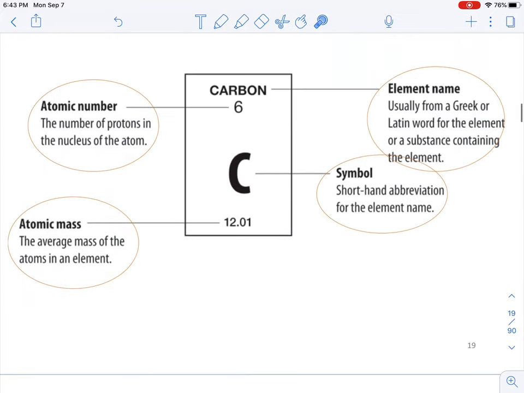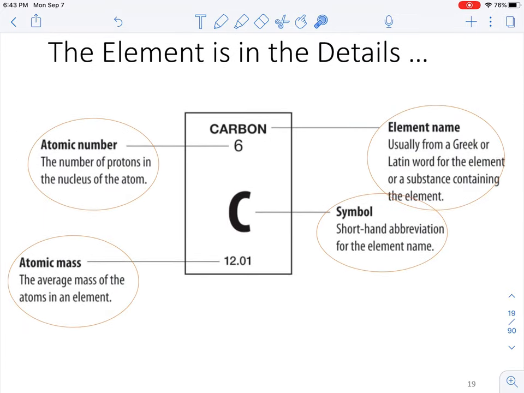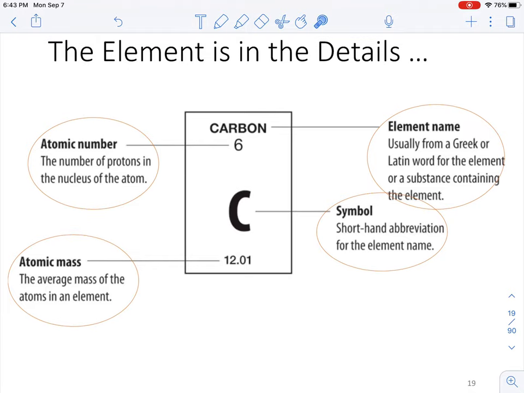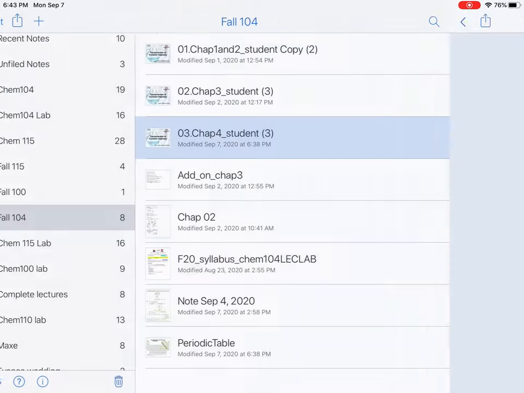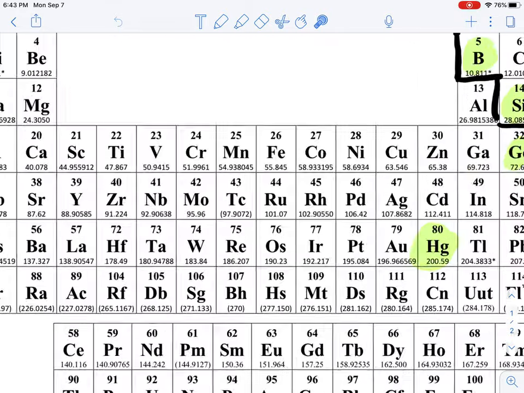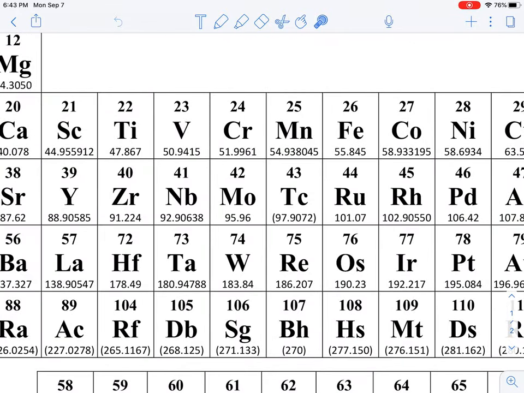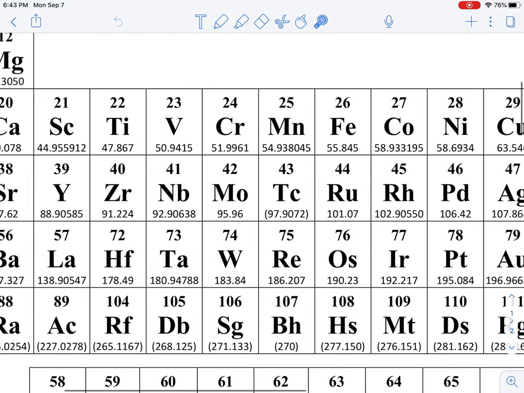All right. So let's take a look at what each square in the periodic table tells us, or what information it presents. The periodic table that I want you guys to use is this one right here. Take a look at one, for example, vanadium. Notice how there is a number at the top, then a letter, and then another set of numbers.